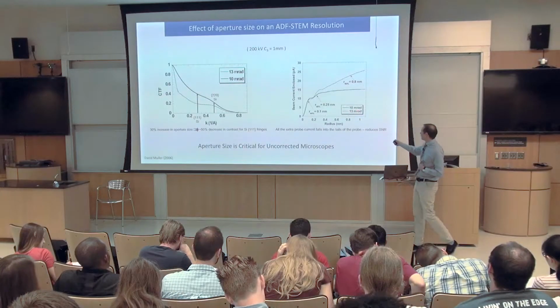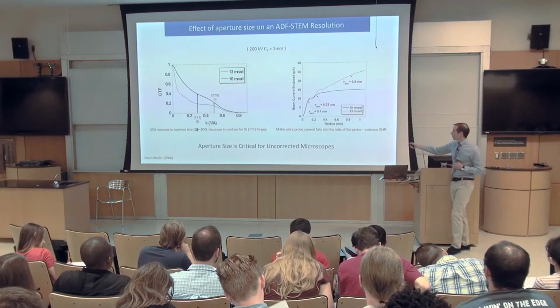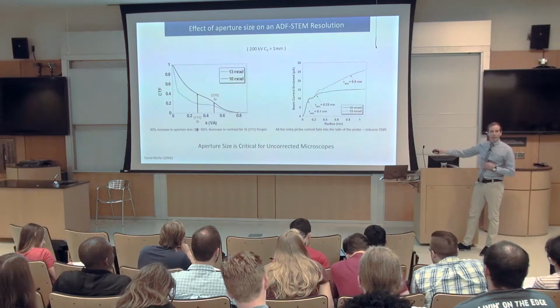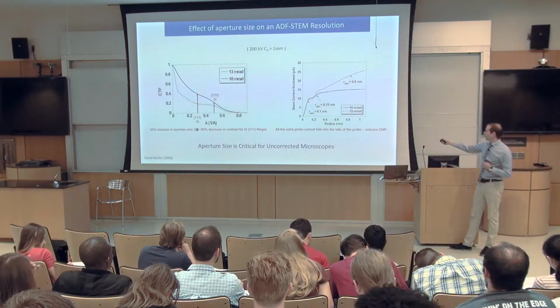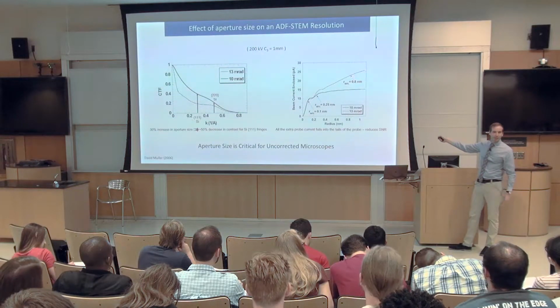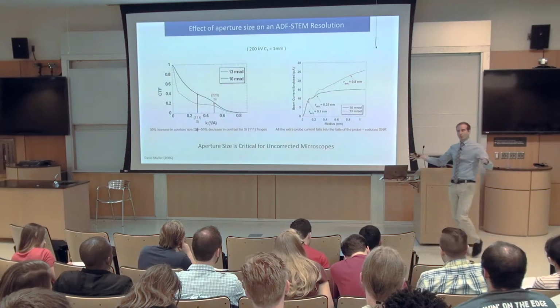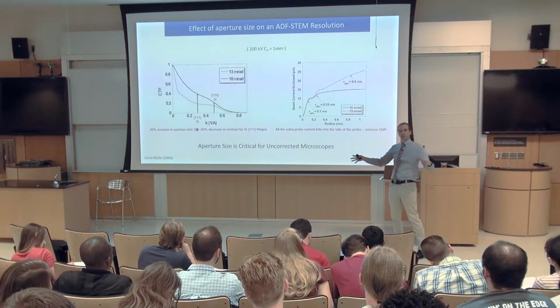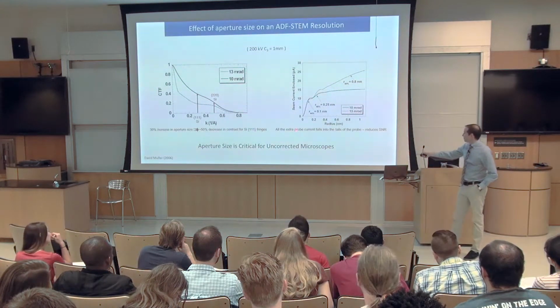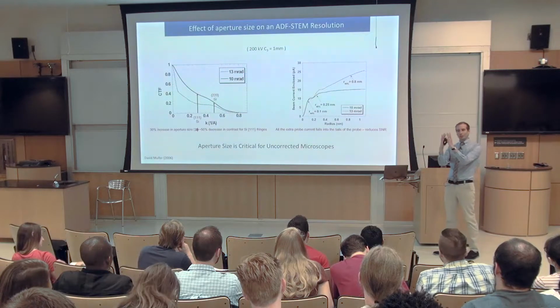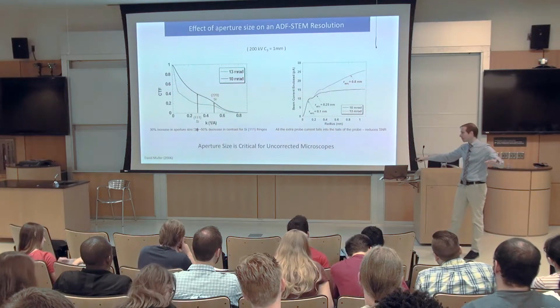At 10 milliradians, 80% of the probe intensity lies within a quarter nanometer. Whereas if you go to a larger aperture, you're out to 0.8 nanometers to capture the intensity of the total beam current. So where that intensity goes, it falls out of the central probe that you want, and it goes out into the probe tails.